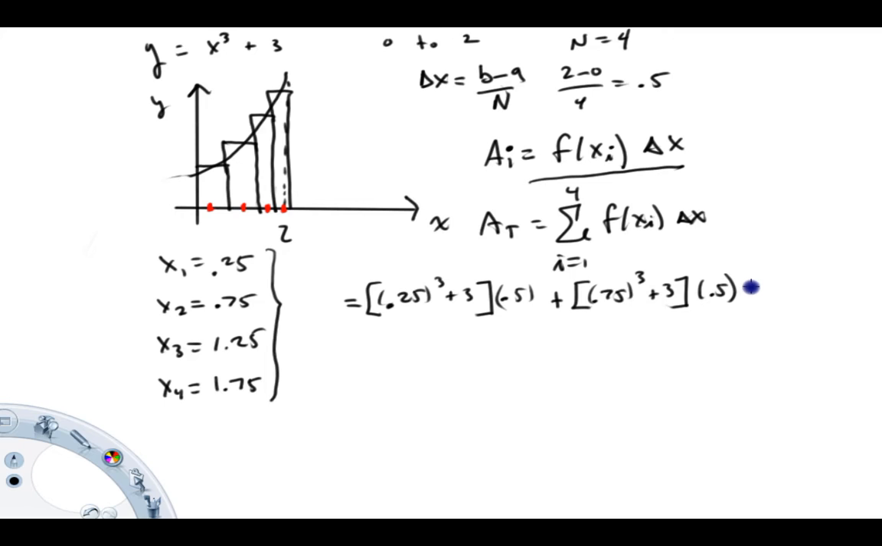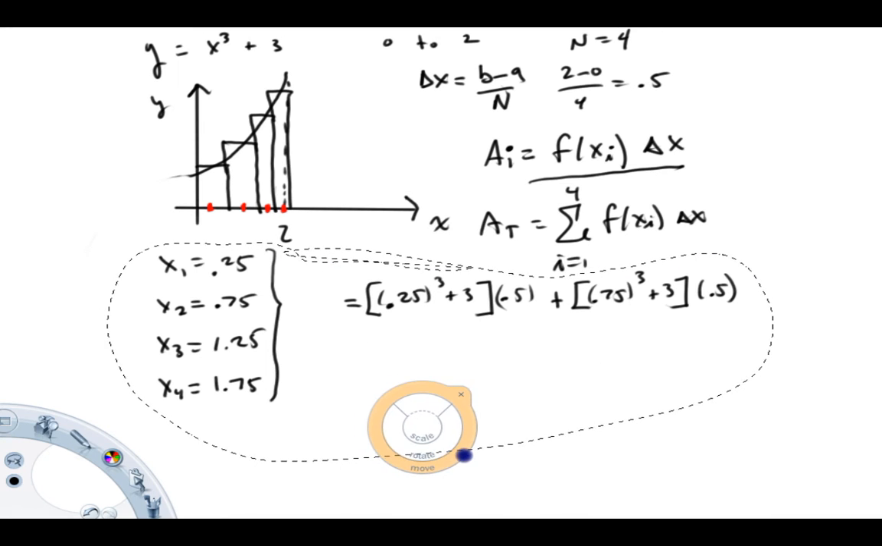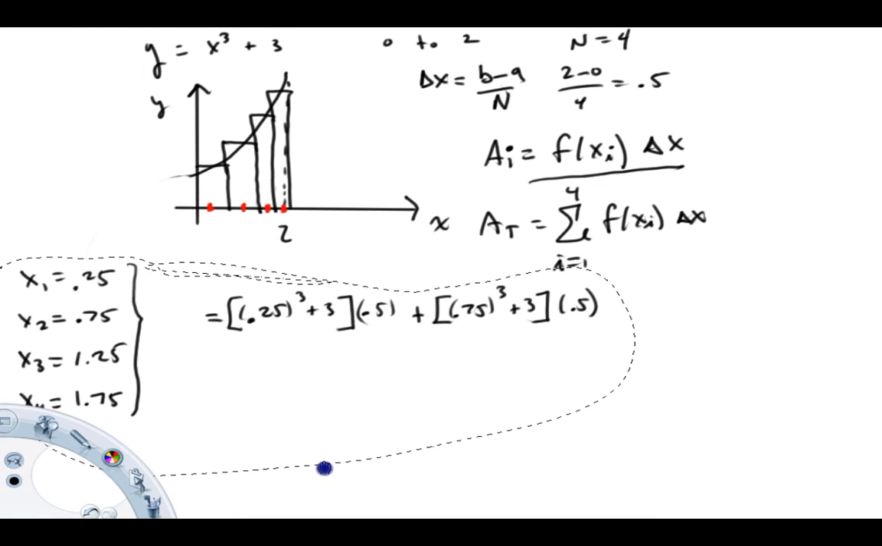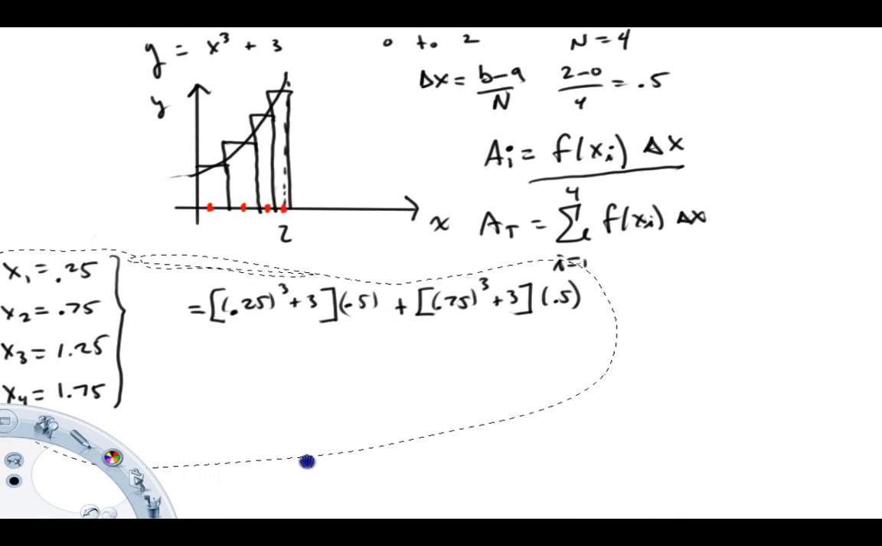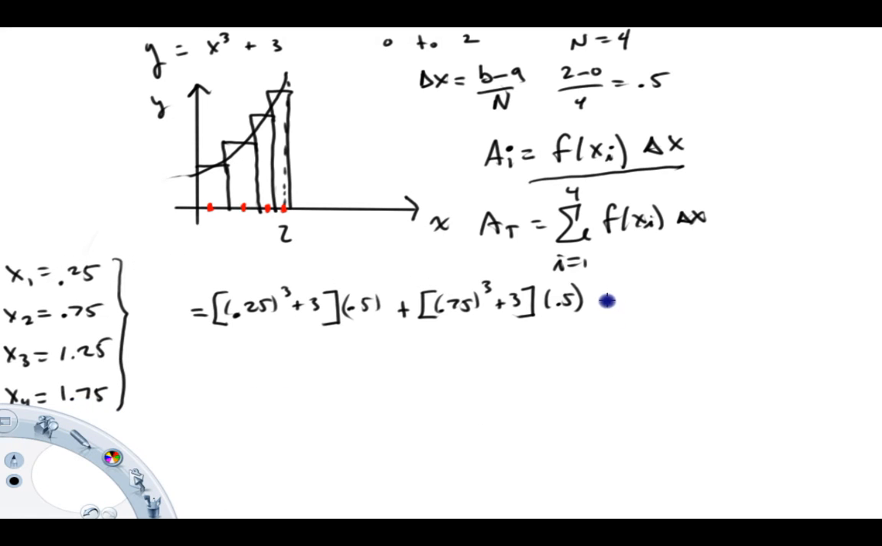I'd like to get this in one line if at all possible. Next one, it's going to be f of x3, it's going to be 1.25 cubed plus 3 times 0.5. Last one is going to be f of x4, it's going to be 1.75 cubed plus 3, times 0.5.